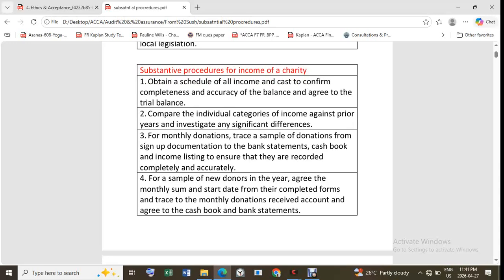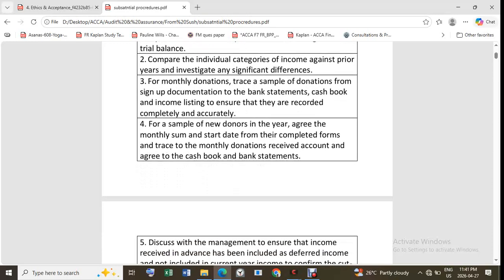For a sample of new donors in the year, agree the monthly sum and start day from their completed forms and trace to monthly donation received account and agree to the cash book and bank statement.